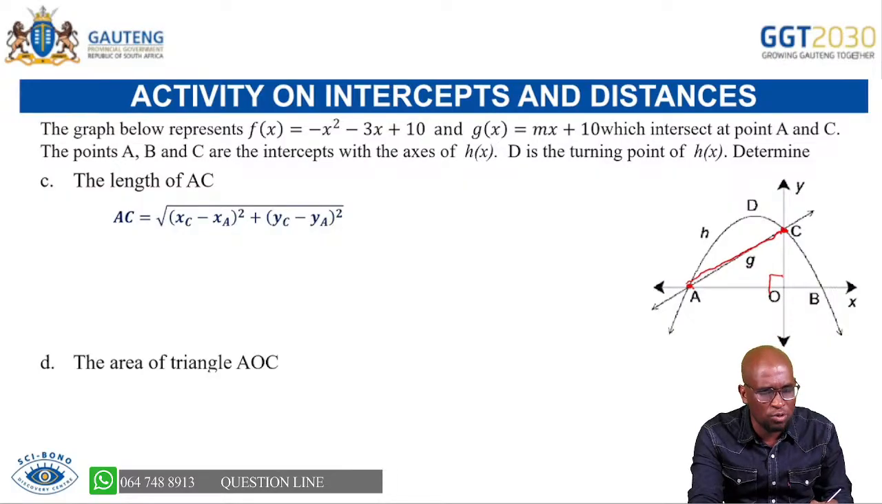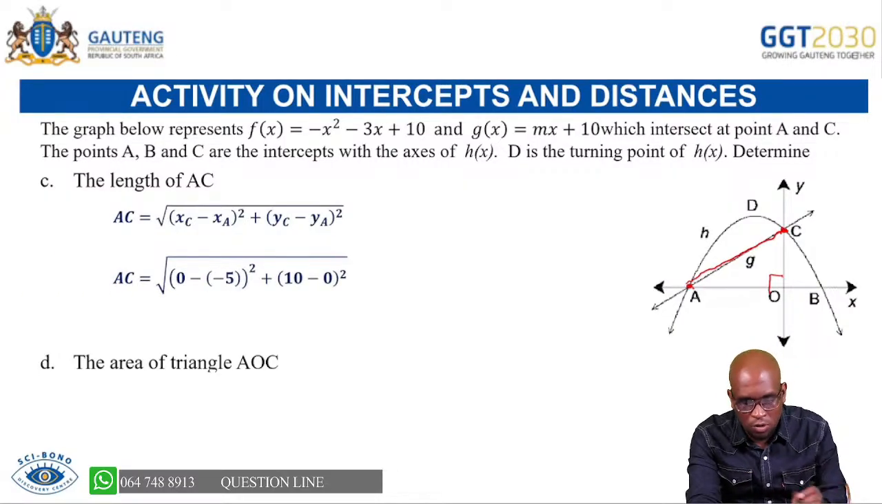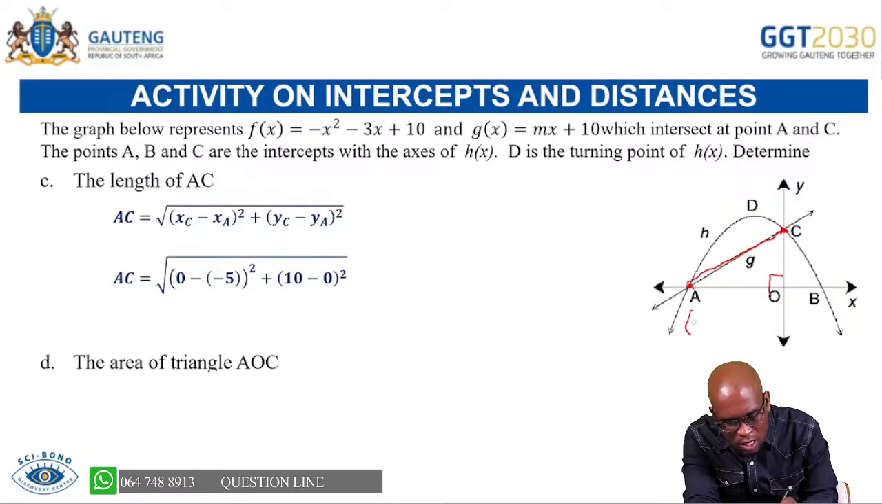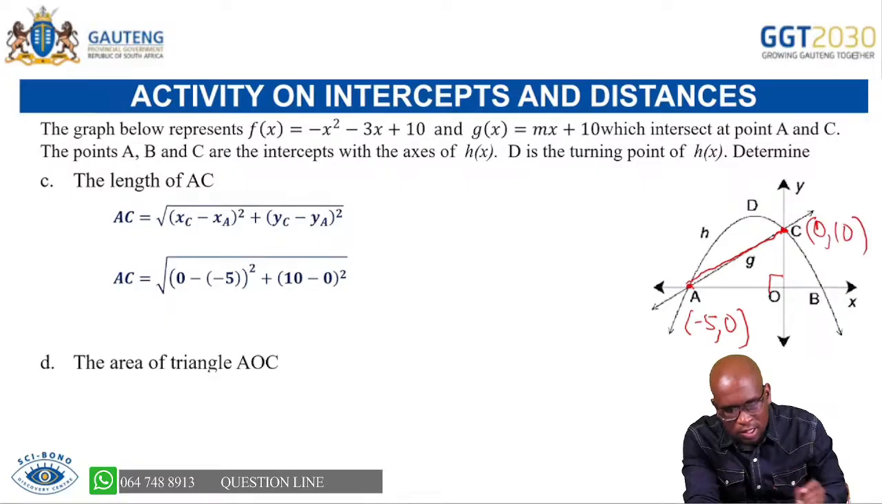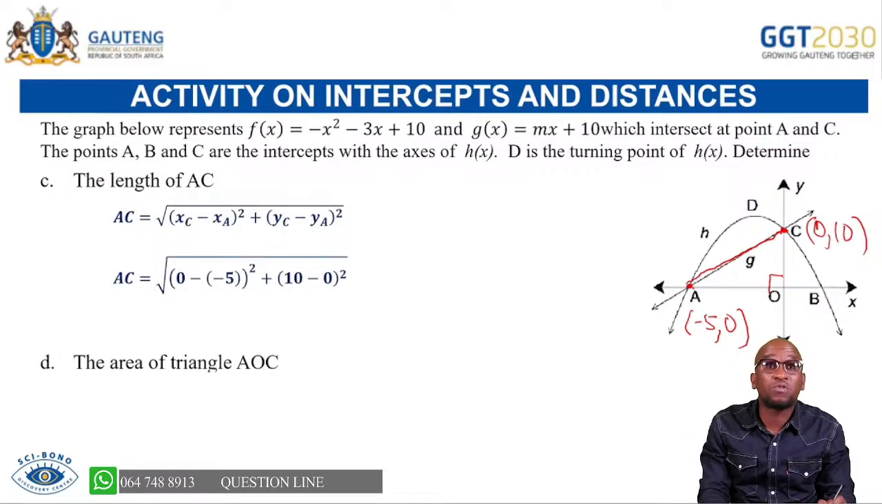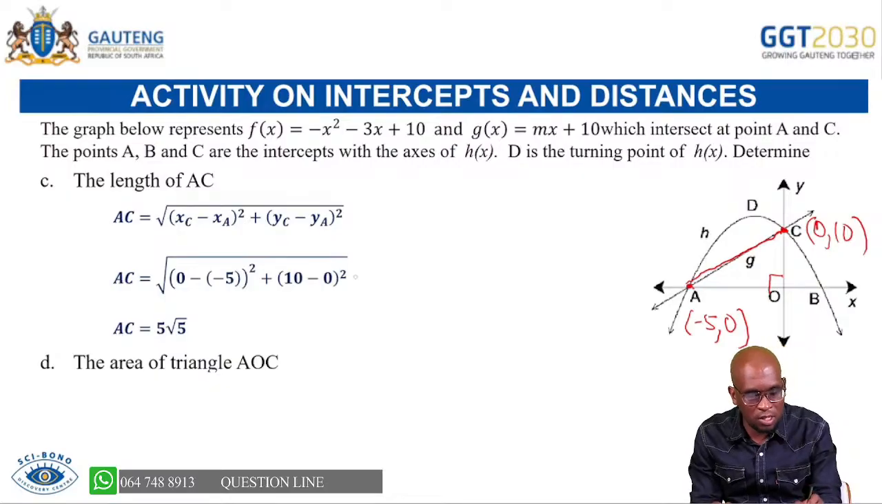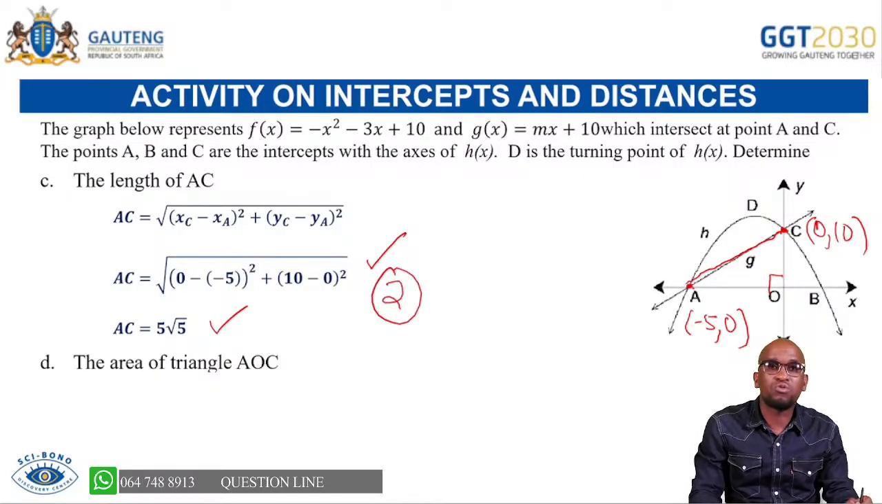AC is the square root of the x at C minus x at A, squared, plus y at C minus y at A, squared. So if we substitute those values, remember we have the coordinates of A, we've determined that as (-5, 0). We determined the coordinates of C as (0, 10). So we substitute those values there, and from there we get that AC is 5 square root 5. That would be the length of AC. For 2 marks, substitution and an answer, you get your 2 marks there.